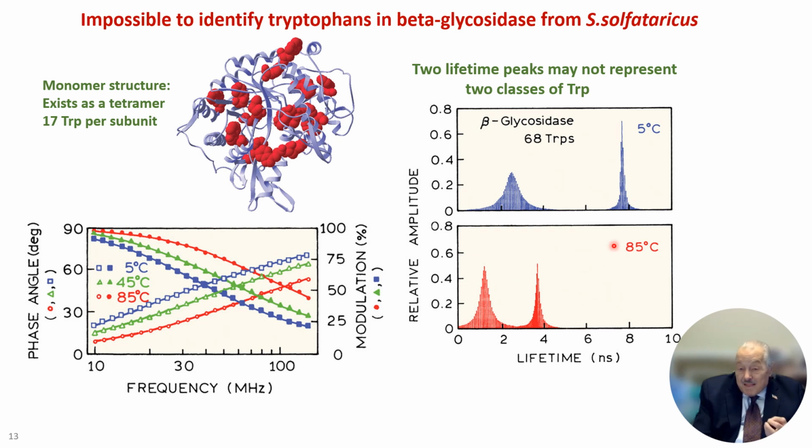I'm sure if you did a 3 lifetime distribution analysis, you'd probably wind up with 3 components. Even though these lifetimes look like they represent 2 different classes of tryptophans, I wouldn't agree with that. I would say we're not sure what these 2 lifetimes look like. They're not true lifetimes, they're apparent distributions. You can't really say they represent something physical in the protein without a lot more experimentation.